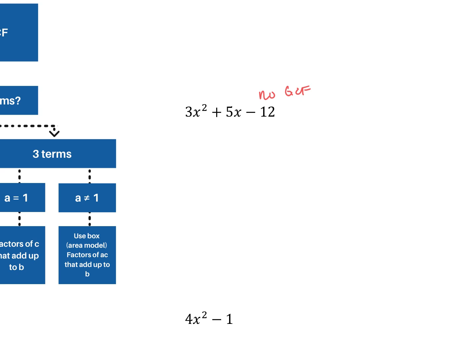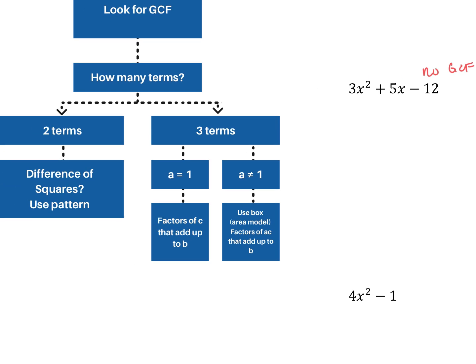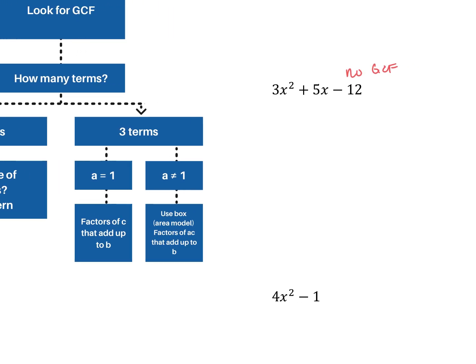So then, how many terms do we have? Are we looking to factor 2 terms or 3 terms? So this is 3 terms. When we factor 3 terms, we have to look at our a value. So the a value for this trinomial is 3. That is not equal to 1. So that's this one. A does not equal 1. So anytime that your a value is not 1, we're going to factor with a box. So I'm just going to go ahead and set up the box.